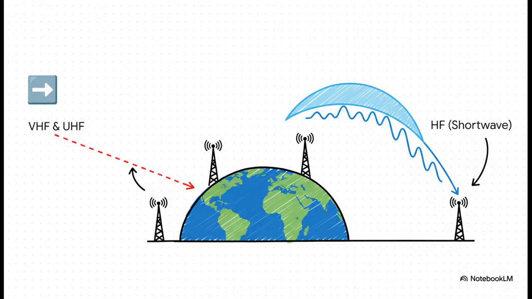And the whole reason these neighborhoods exist is because of how the signals actually travel. VHF and UHF signals, they pretty much go in a straight line. It's called line of sight. So if you can't see it because of the curve of the Earth, you can't hear it.